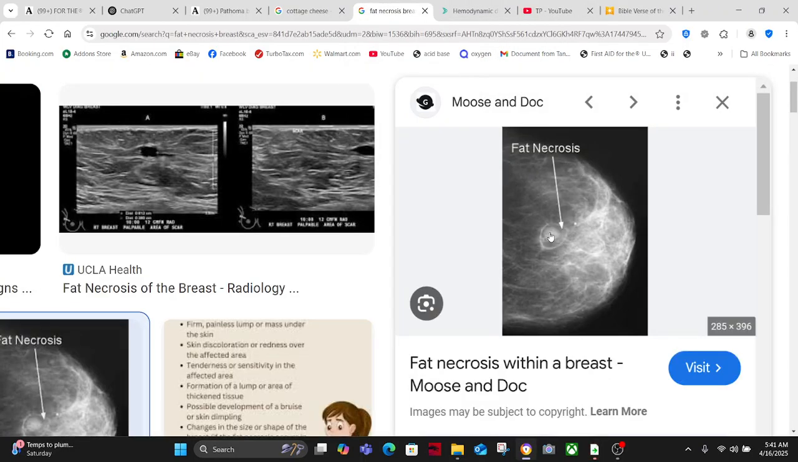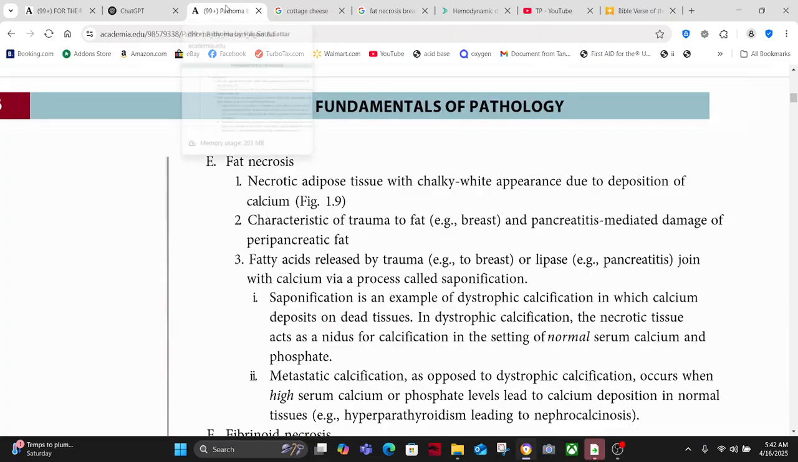Fat necrosis in the breast. See this white deposition? This is calcium. Okay, so that's that.